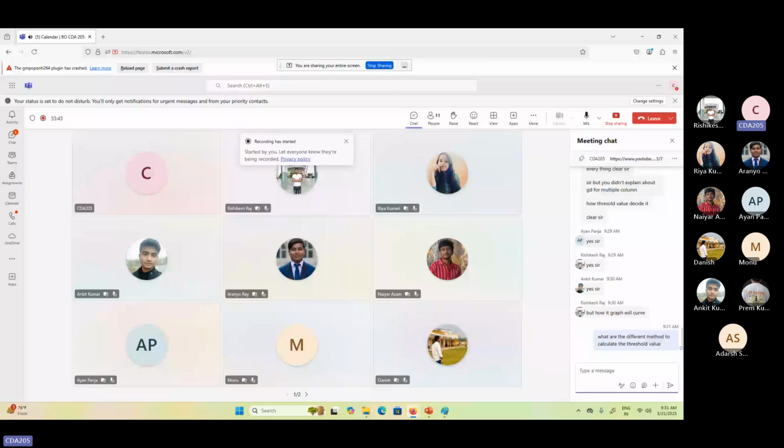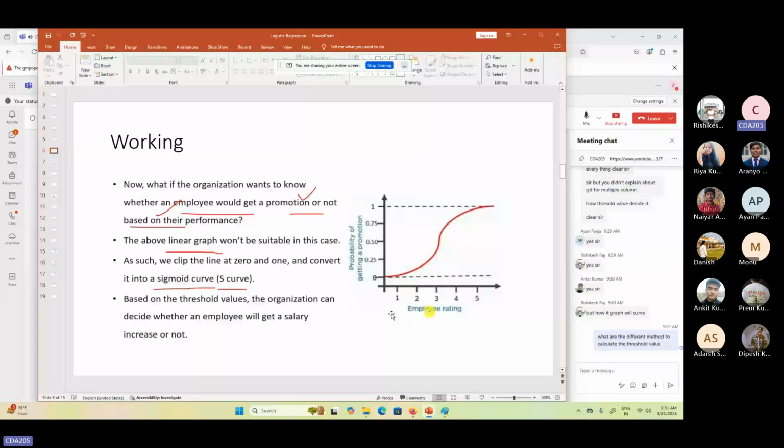Can you go through this? You can find that there are different methods. When we talk about statistical methods, there is the mean, median, mode. Then the percentile method. Then we have the MAD, the mean absolute deviation method. And when we talk about machine learning, there is the ROC curve, the precision and recall curve, and another one, F1 score maximization. These are the things by which we can calculate the threshold value.